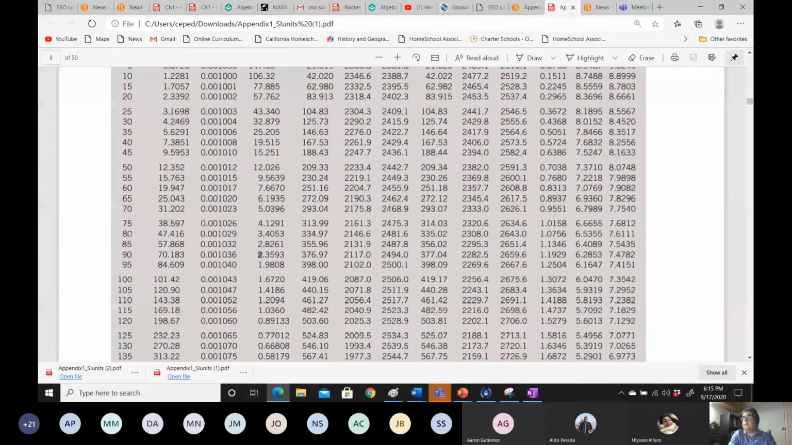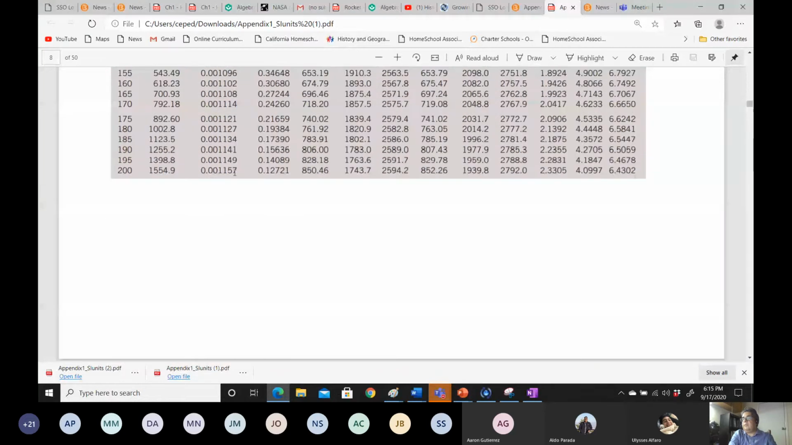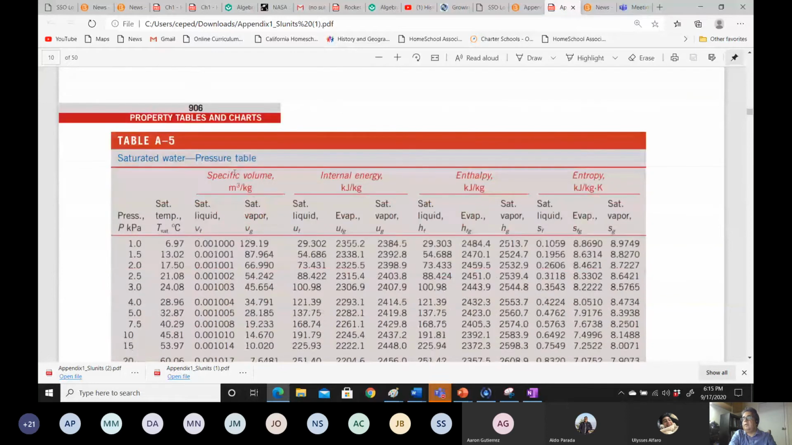All right, so this was A4. We're done with this table. We've got to go to A5. Here we go, A5, because on the left hand side the first column is pressure, and we're given a nice round number for this pressure.